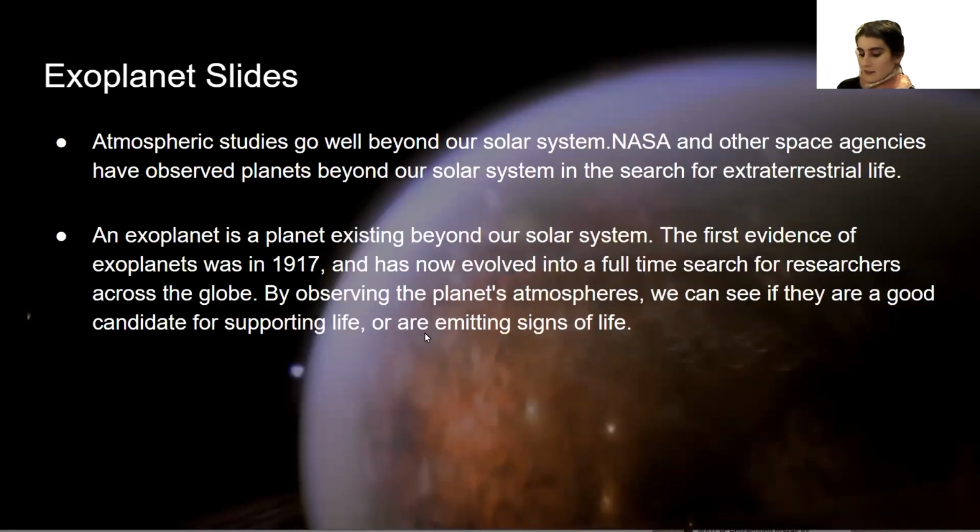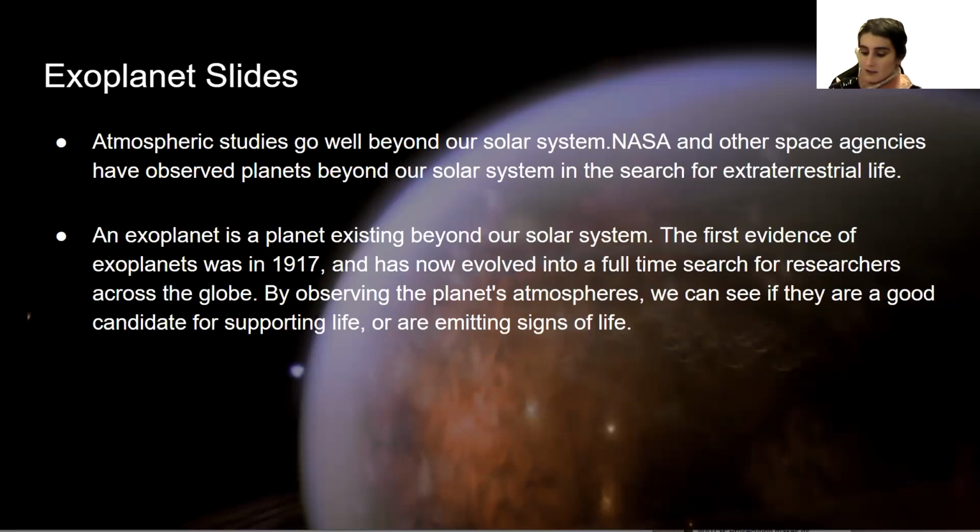So atmospheric studies also go well beyond our solar system. NASA and other space agencies have observed planets beyond our solar system in the search for extraterrestrial life. An exoplanet is a planet existing beyond our solar system, and the first evidence of exoplanets was in 1917.